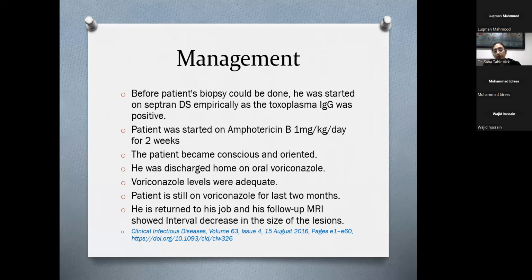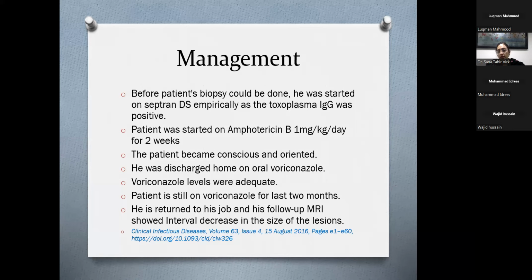Before the patient had a biopsy, we started him on Septran empirically for toxoplasma, as the patient's toxoplasma IgG was positive. Then when the initial microbiology report came that showed septate hyphae, we did not know which kind of mold it is, a black mold or Aspergillus. So we started him on amphotericin B 1 milligram per kg per day for 2 weeks. And then the final culture report came and it showed Aspergillus nidulans. So we started him on voriconazole.